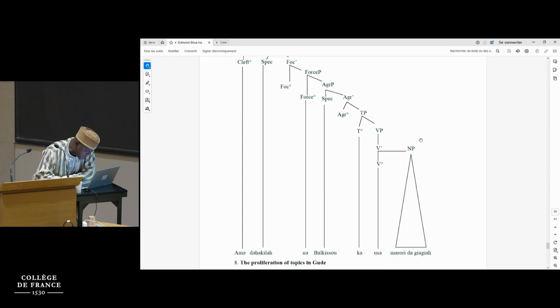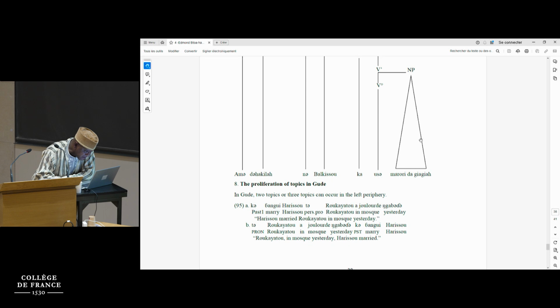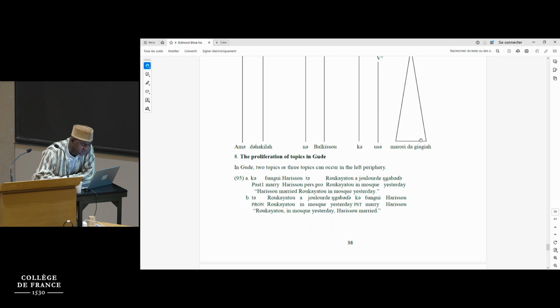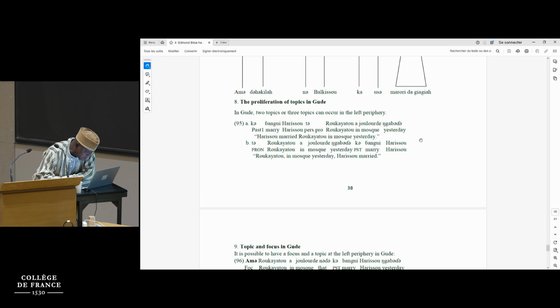Next, we talk about the proliferation of topics in Gude. In this language, you can have two or more topics, whereas in English you cannot have so many topics, I think. But in Gude, you can have two or more topics. So, 95A, Arisu married Rukayatu in the mosque yesterday. Okay, so you have Rukayatu in the mosque yesterday, Arisu married. So you can have several constituents that are topicalized. In some languages, it is impossible. That's one of the differences between Gude and some other languages.